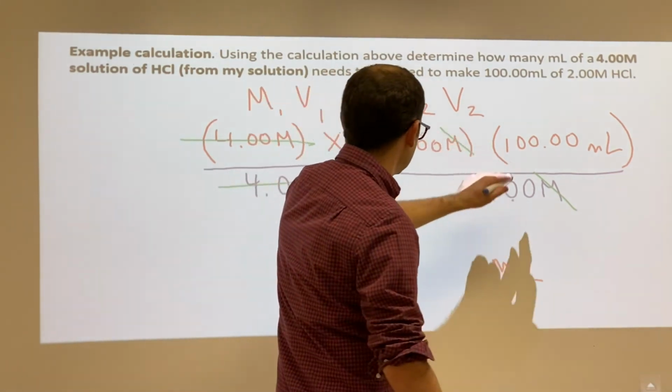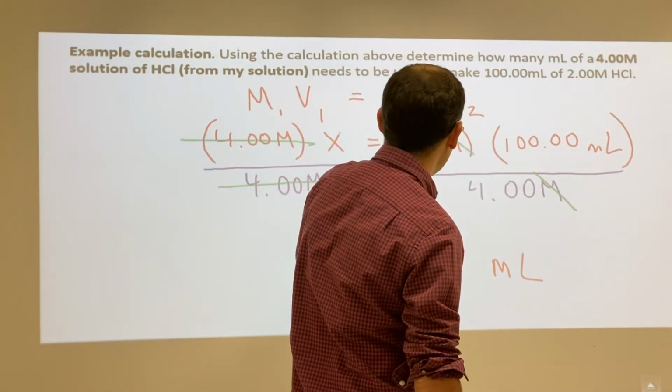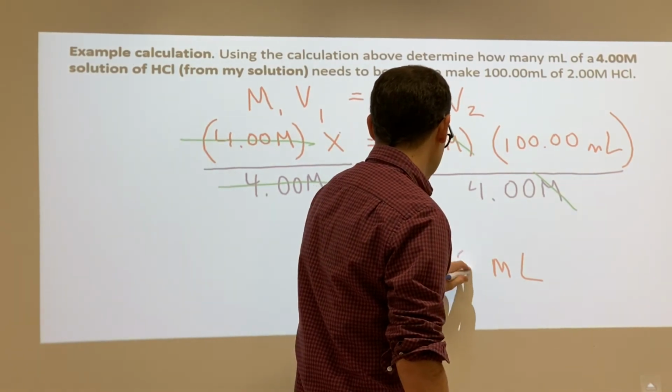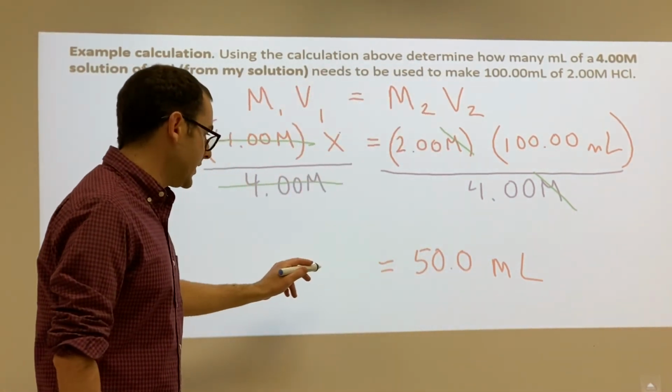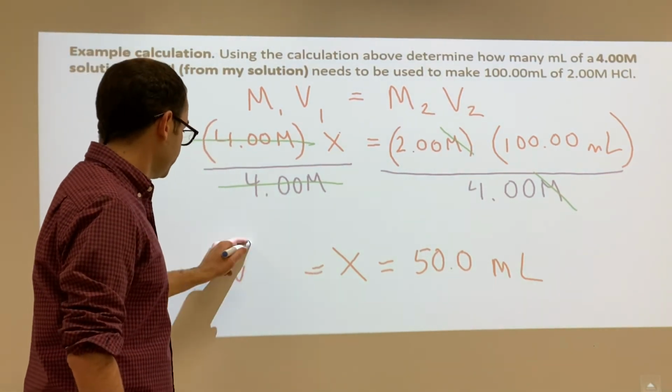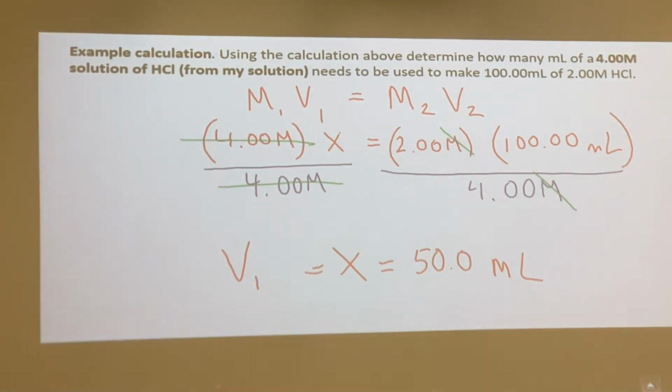All right, let's talk sig figs. Looks like we have about 3 if we go with the least number, right? So 50.0 milliliters. What does that equal? It equals X, which actually equals what? Yeah, the first volume, right? The V1. All right. So that's the math for it.